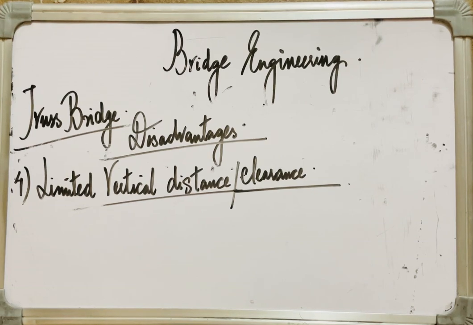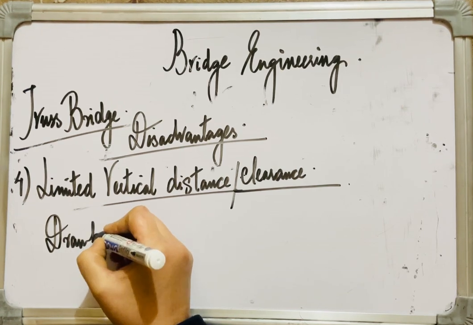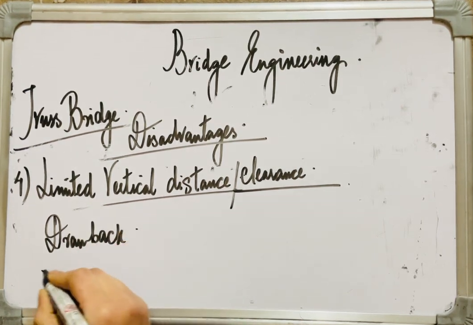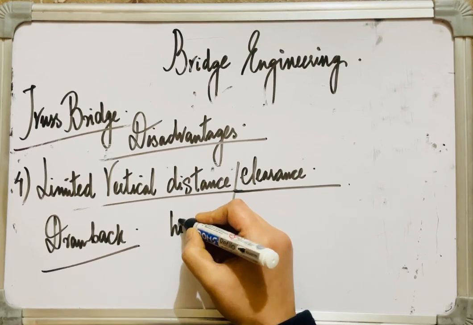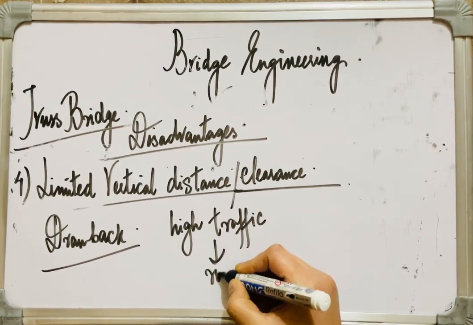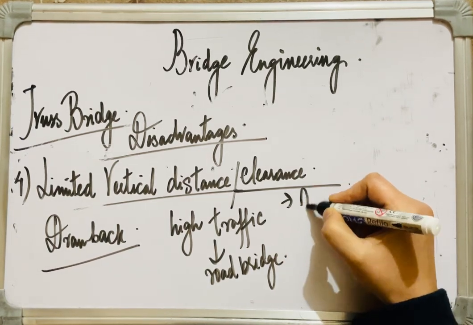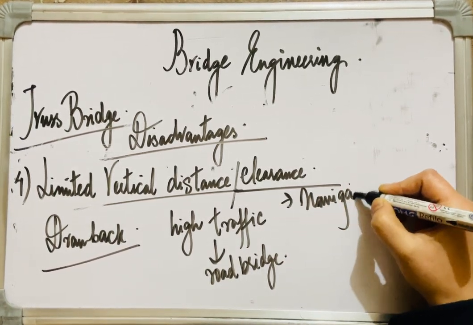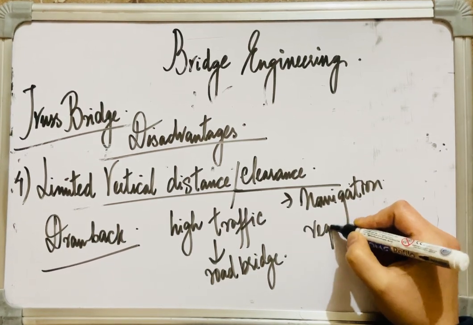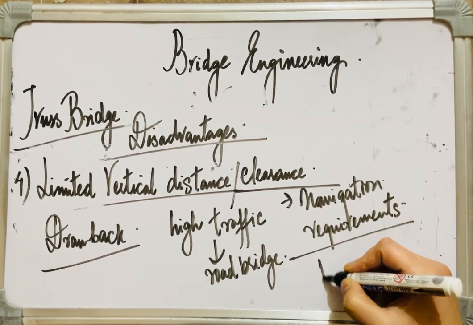Depending on the design, these truss bridges may not provide as much of a vertical clearance as other types of bridges, which is a big drawback. Especially in those areas where there are high traffic or navigation requirements. High traffic in case of a road bridge and high navigation requirements in case of a river bridge.